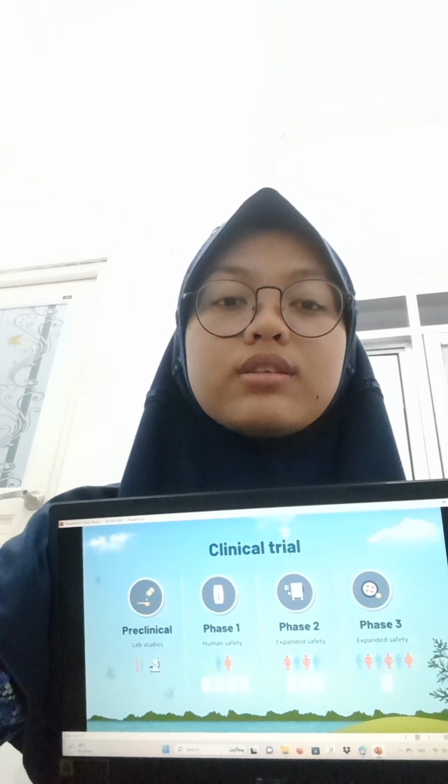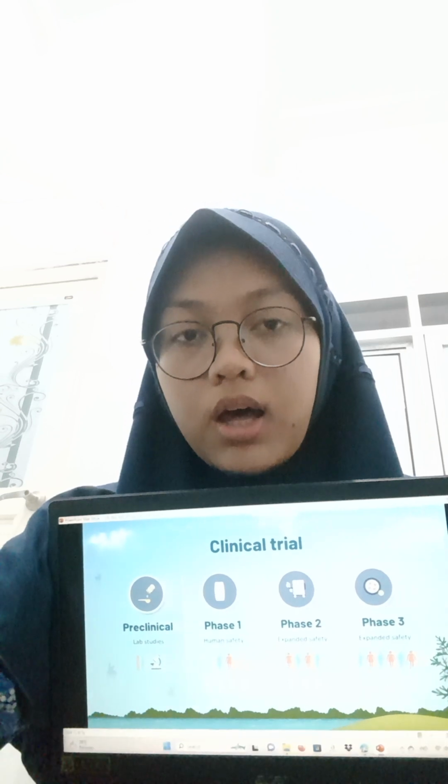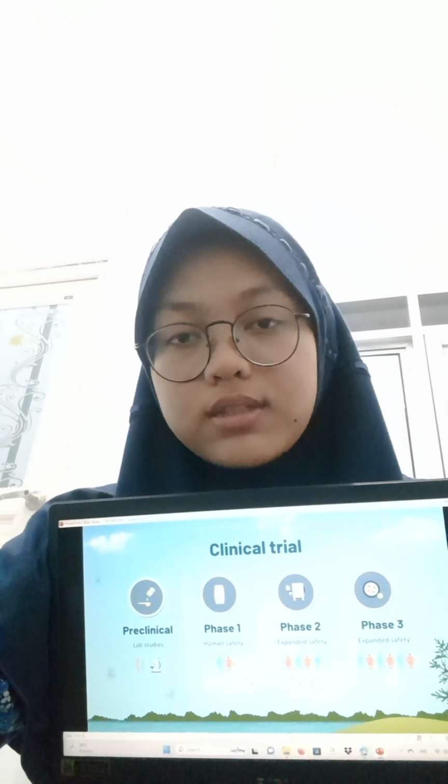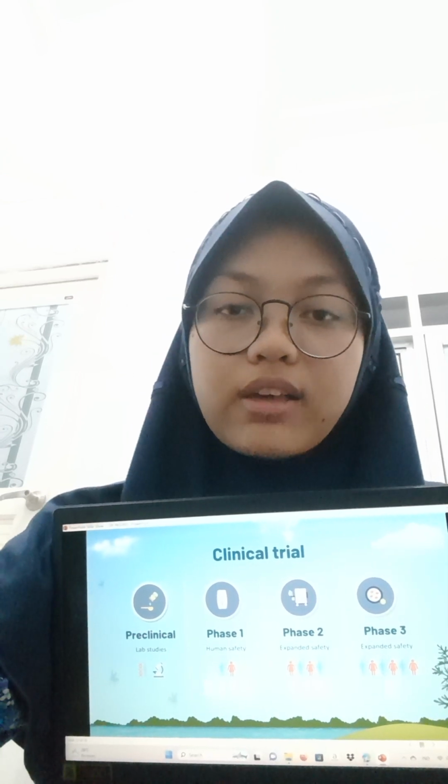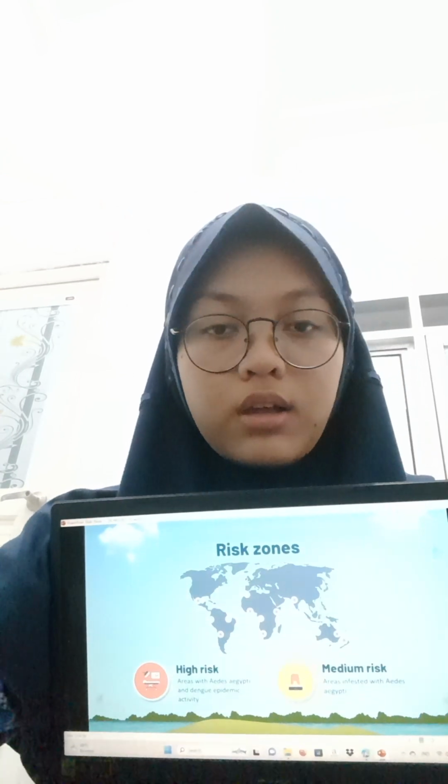The next is clinical trial. Clinical trial is preclinical, phase 1, phase 2, and phase 3. Preclinical is lab studies, phase 1 is human safety, phase 2 and 3 is expanded safety. The next is risk zones.